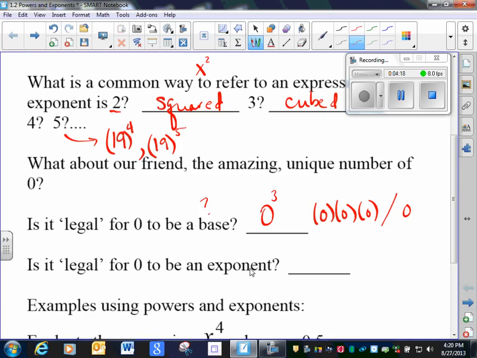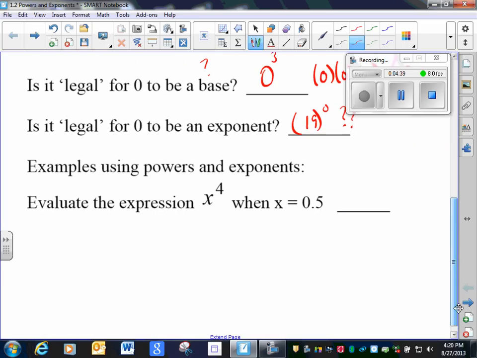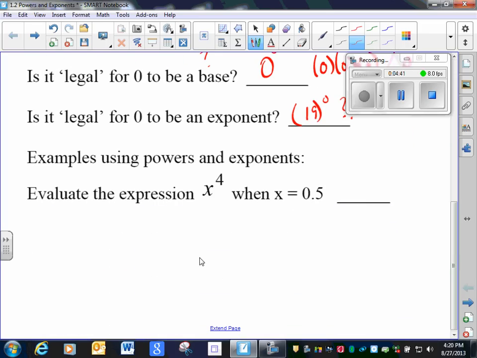Is it legal for 0 to be an exponent? In other words, could we take 19 to the 0th power? I wonder. And that's a discussion for another time. I'll let you tell me what you think about that. You just think, is 19 to the 0 power, is that even legal? Can you even say that? Oh, I don't know. All right, let's look at a few examples.